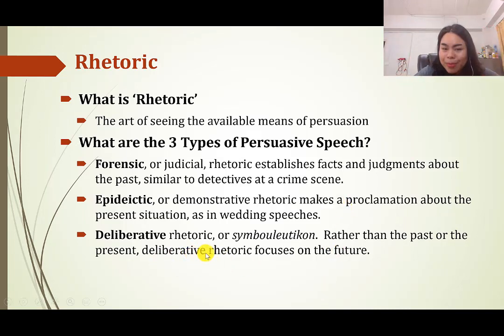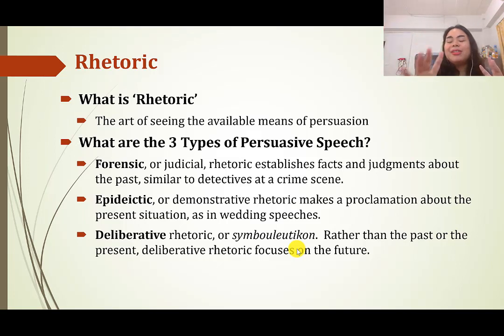But with the last one, deliberative rhetoric or symbouleutikon, that is actually about projecting the future. So sometimes you might want to make people change their behaviors or do something, then you project. Sometimes you claim that in the future you are going to have a bad ending, you're going to end up in jail unless you change your behaviors today. You're doing all the bad things, all the risky things. If you don't change anything today, I can guarantee you that in 3 years, you're going to end up in jail, for example. See? So that's the focus on the future.